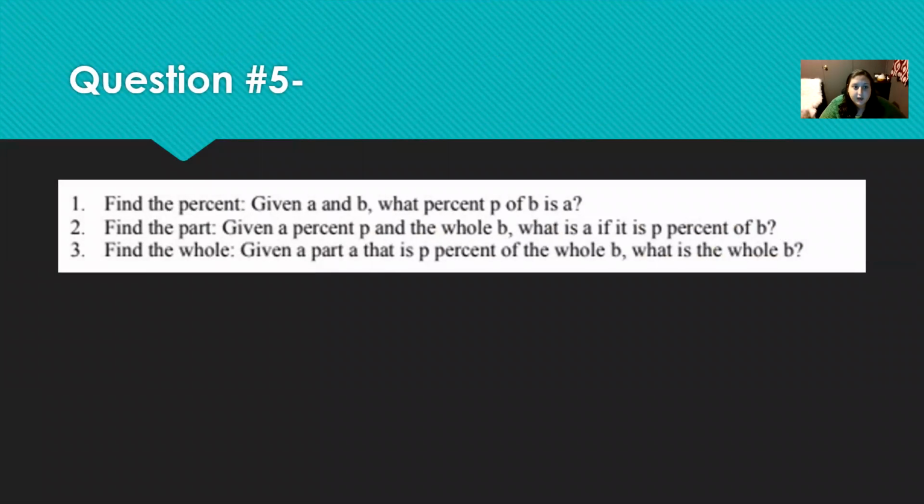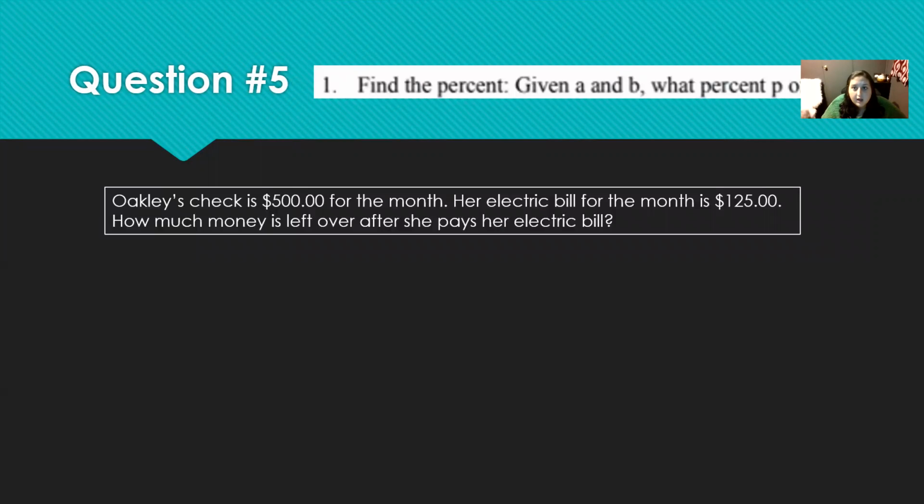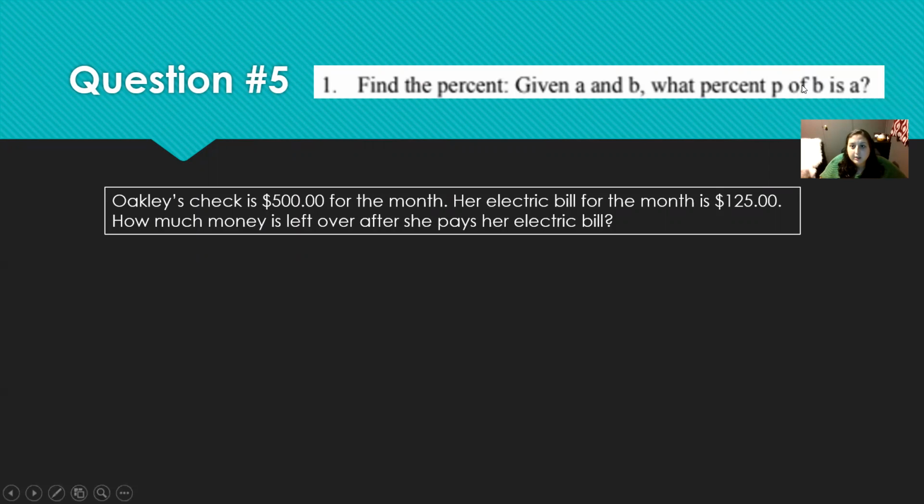And now we're on question 5. We're going to move to part 1, and it says, find the percent given A and B, and what percent of B is A. So I made up a scenario for this one, and it says Oakley's check is $500 for the month. Her electricity bill for the month is $125. How much money is left over after she pays her electricity bill?